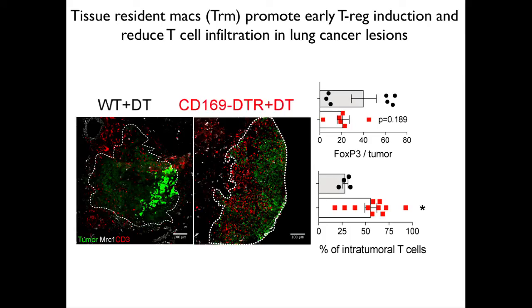And locally, the result was much more dramatic. So usually we take the whole lung tissue and analyze it in bulk by flow cytometry. But when we look at the spatial distribution of T cells, what we saw is that when we deleted this embryonic macrophage compartment, we saw an accumulation of T cells in the tumor lesions.